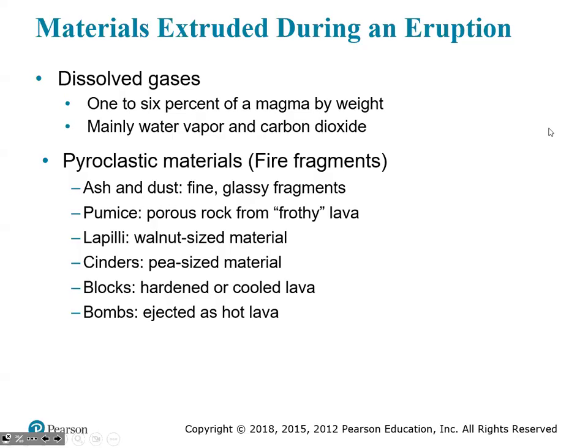So a block comes out as a chunk; it hardened before it got thrown out of the volcano. A bomb came out as a liquid and cooled in the air. So blocks are blocky, while bombs are round.